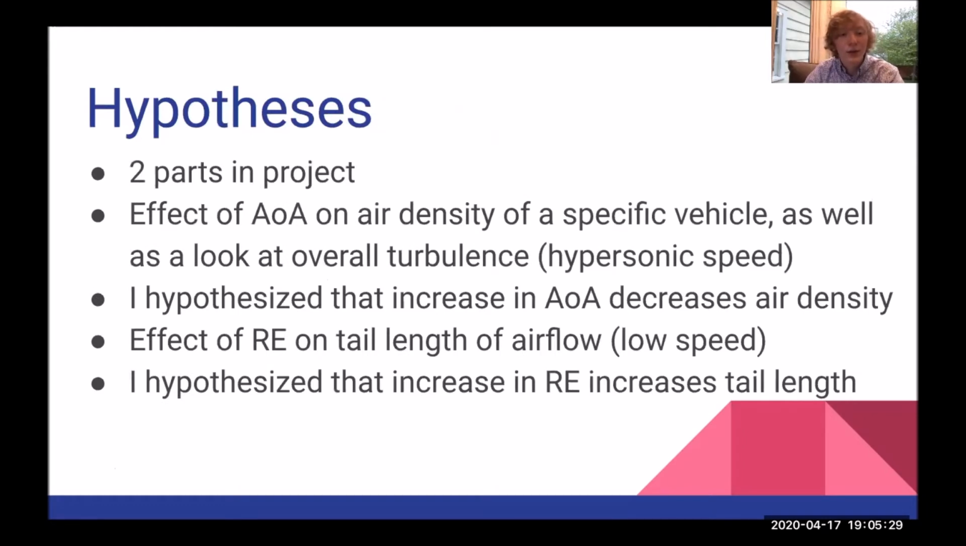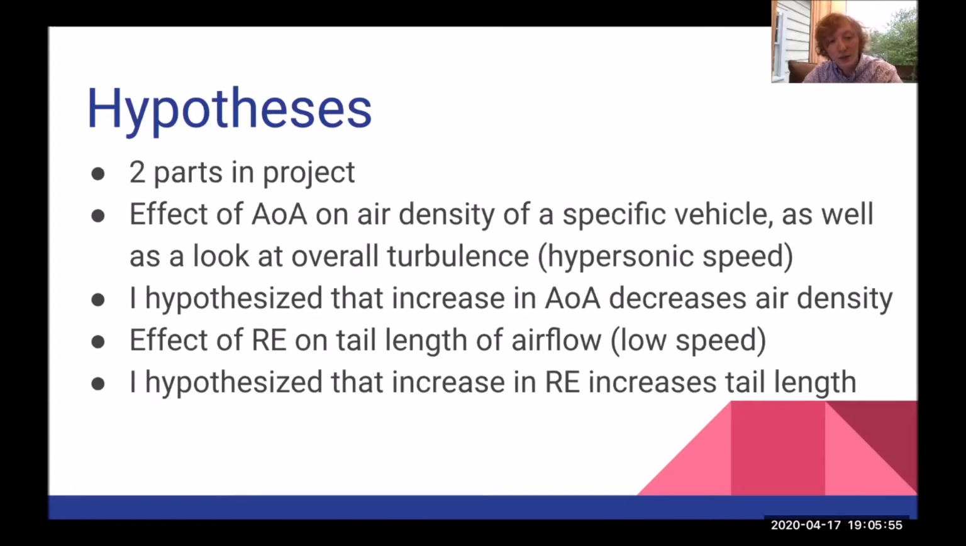Now, there are 2 parts to my project, and that's why I have 2 hypotheses. So first, I was looking at the effective angle of attack on the air density of a specific vehicle. And I looked at the air density around the vehicle as a whole. And I also wanted to look at the turbulence as a whole. I hypothesized that increasing the angle of attack decreases the average air density around the vehicle.